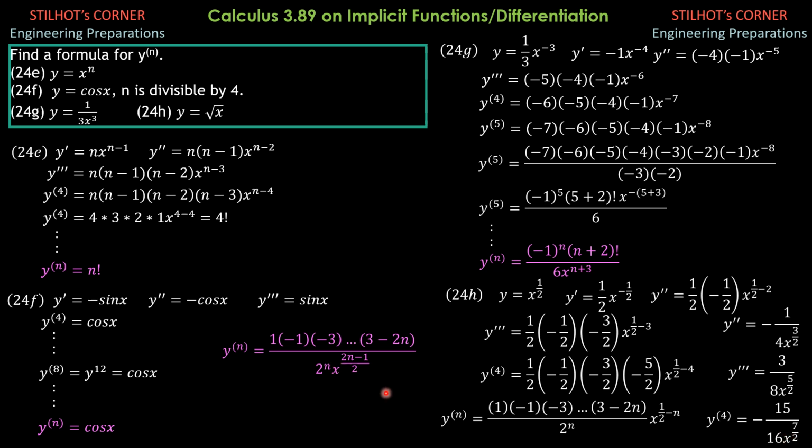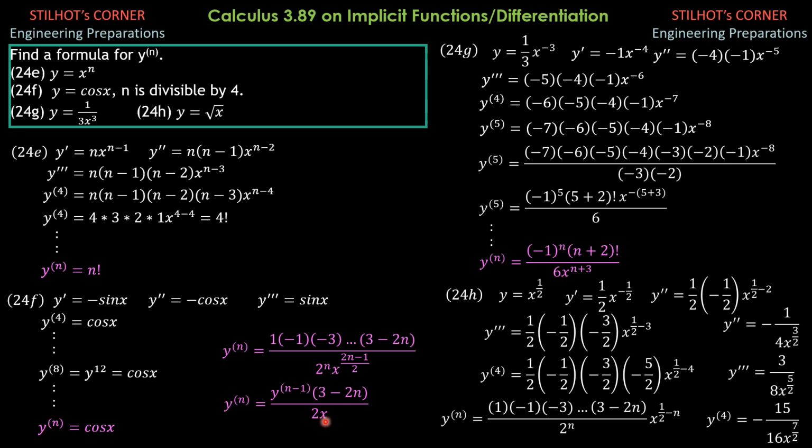Or the answer may be written as the preceding derivative, y to the n minus 1, times 3 minus 2n all over 2x. So the answer may also be written in this form. The preceding derivative, y to the n minus 1, then 3 minus 2n all over 2x. So let's check.